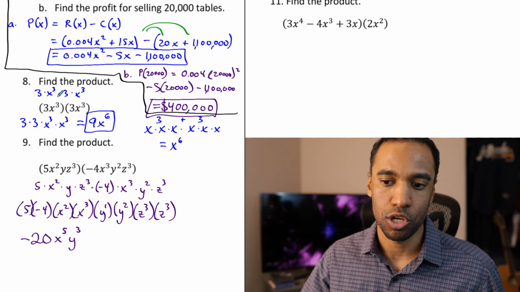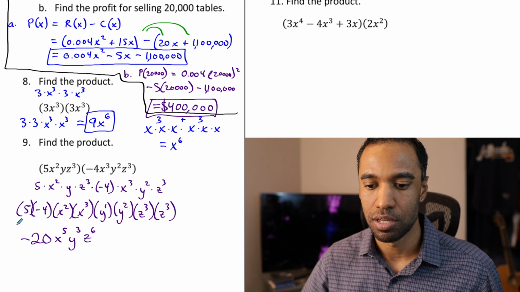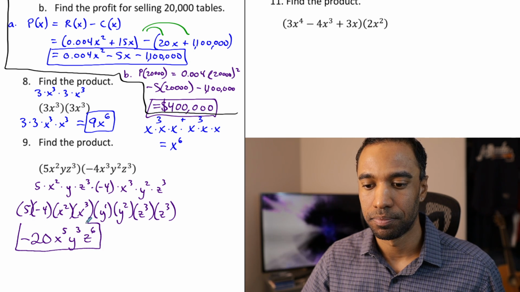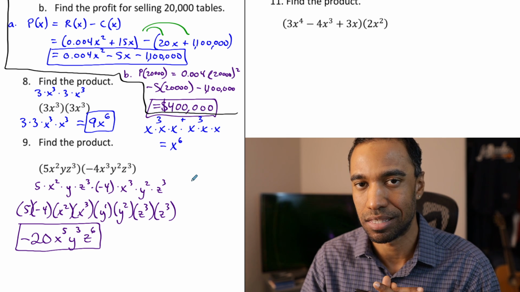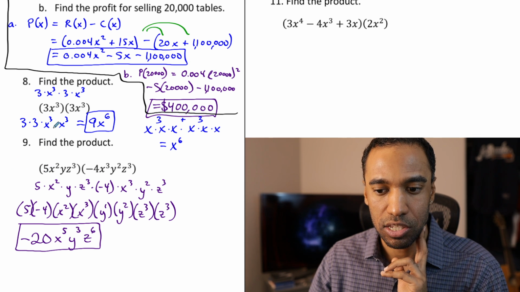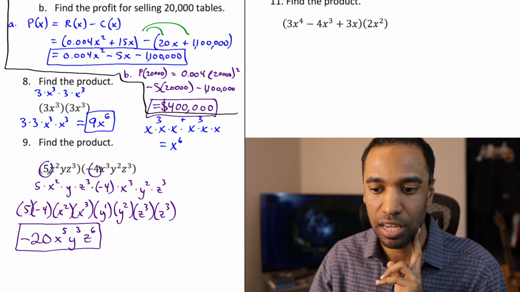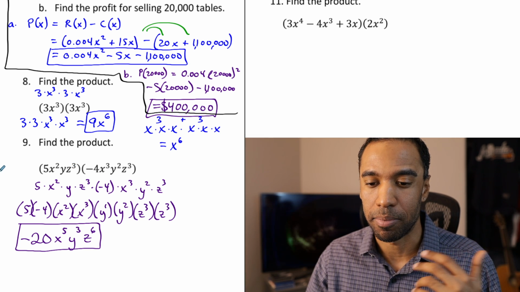And z cubed times z cubed, just like x cubed times x cubed. 3 plus 3 is 6. This is z to the 6th power. That is the final result right there: negative 20 x to the 5th, y cubed, z to the 6th. Okay, so there's the multiplication. You don't always have to reorder these things to make them happen. Maybe you can just find them. 5 times negative 4 is this, and you go that way. And if there's a future problem like that, maybe I'll consider it like that.